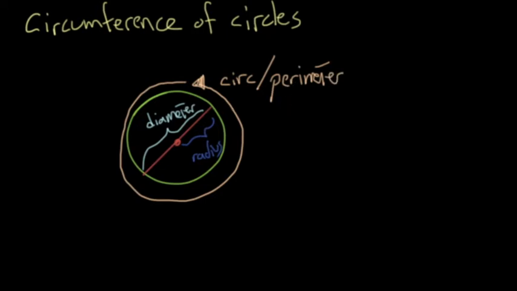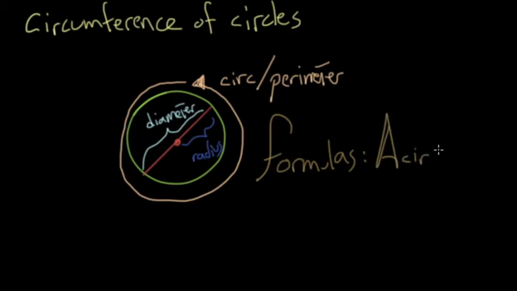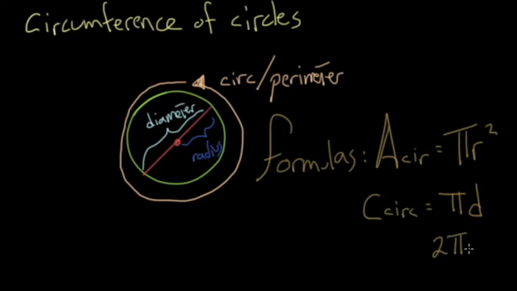Okay, we need some formulas. So what formulas are you going to learn? I'm really hoping you already watched my video, and you know the area of a circle is going to be pi r squared. But today is all about the circumference. So the circumference of a circle, you can make two different versions of it. You can have pi times the diameter, or some people like to say 2 pi r.